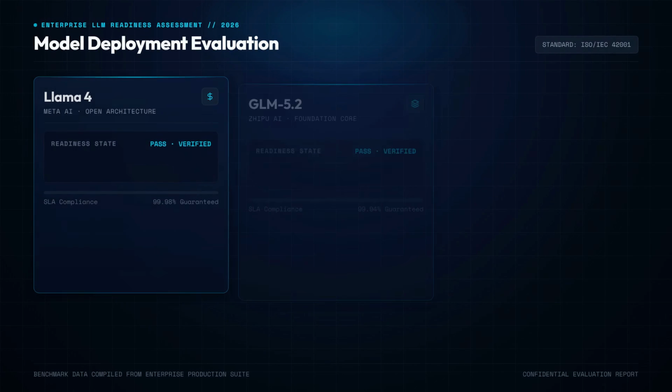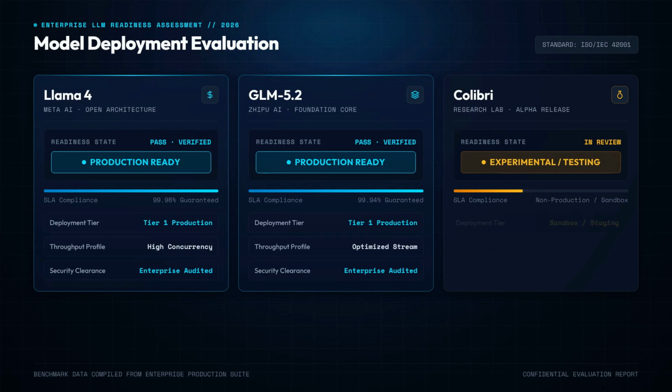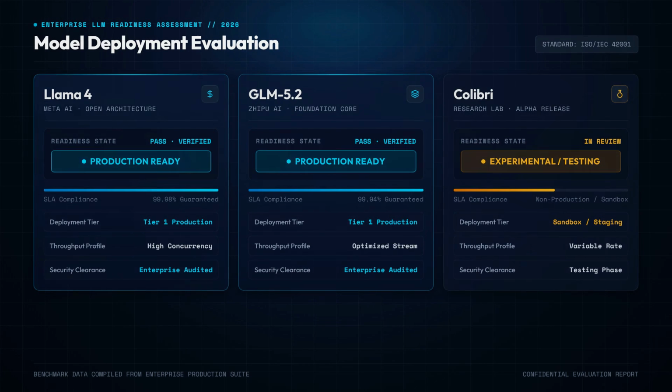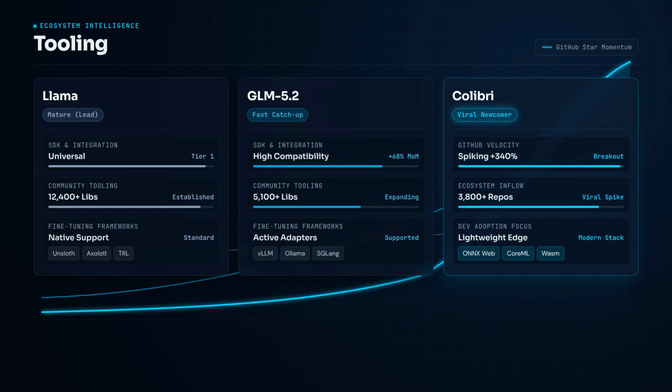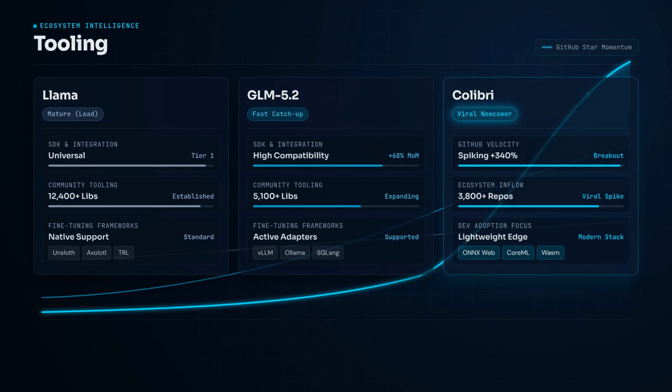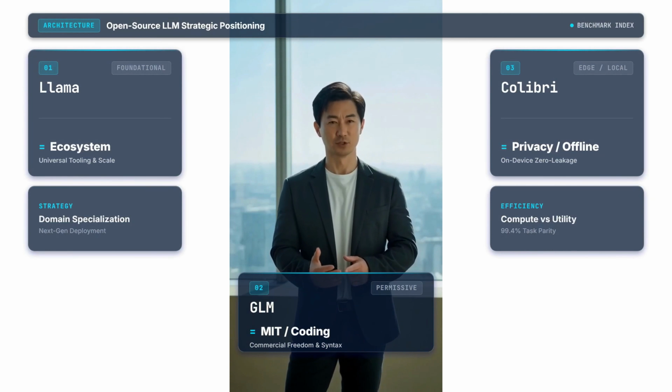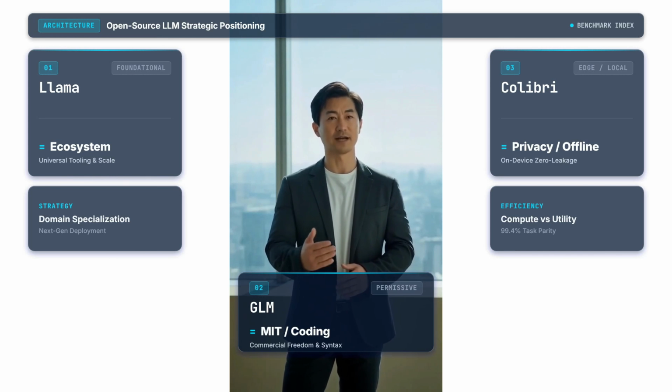On real-world readiness, Llama 4 and GLM 5.2 are production ready today. Colibri is best for local testing and privacy proof of concepts. On community and tooling, Llama holds the advantage of maturity. GLM-5.2 is catching up. Colibri is brand new but gaining fast. So, which one is right for you? Choose Llama for maturity, GLM-5.2 for MIT licensed coding performance, and Colibri for offline experimentation.